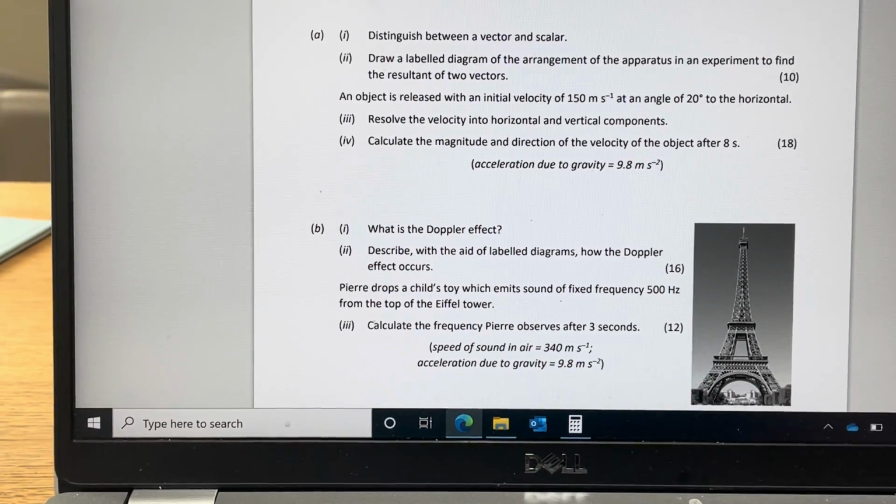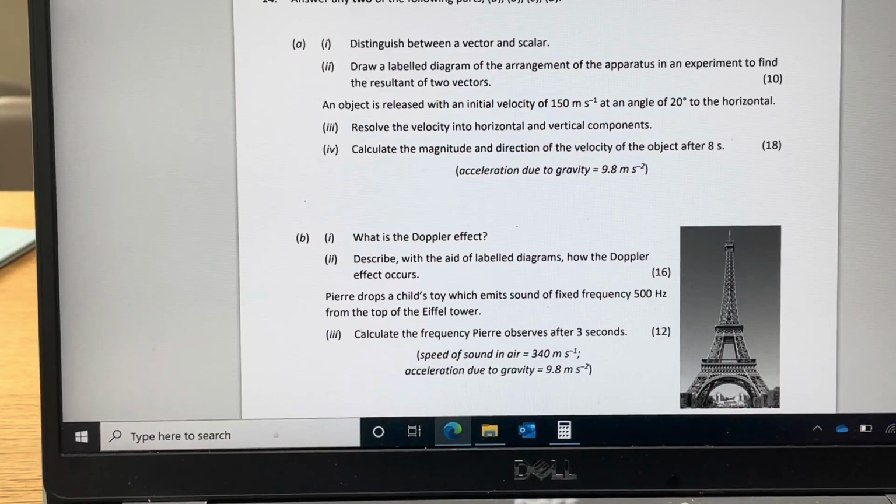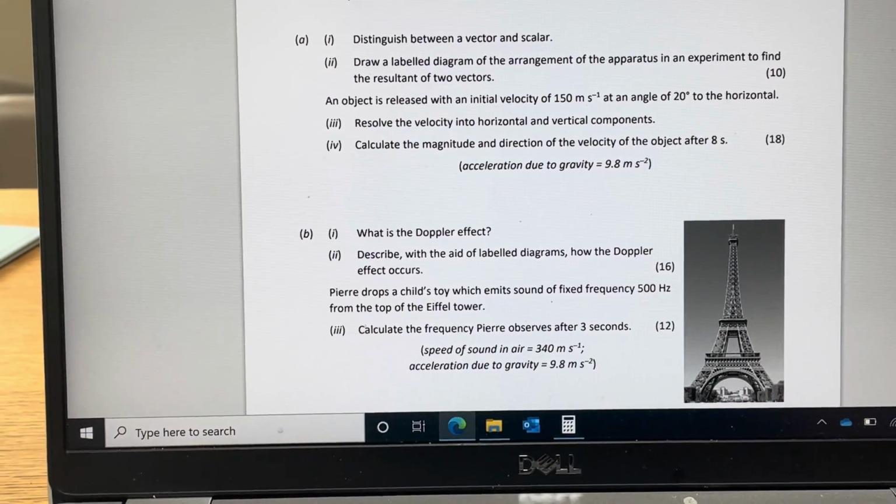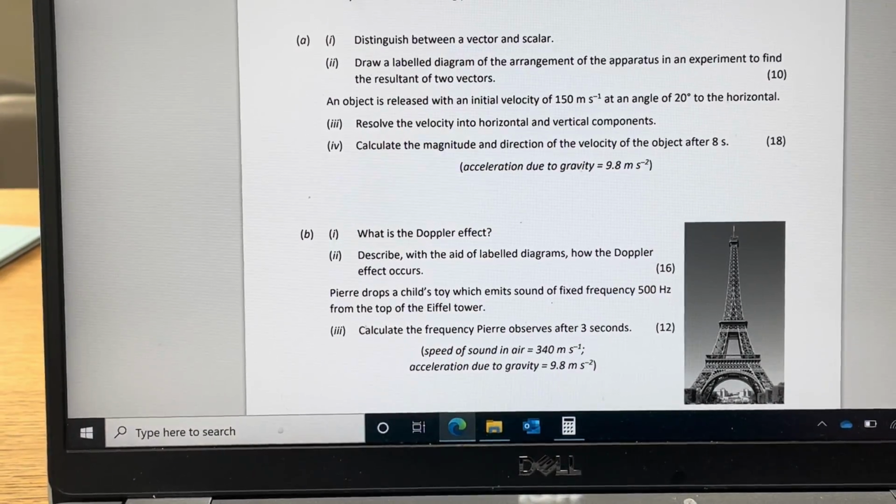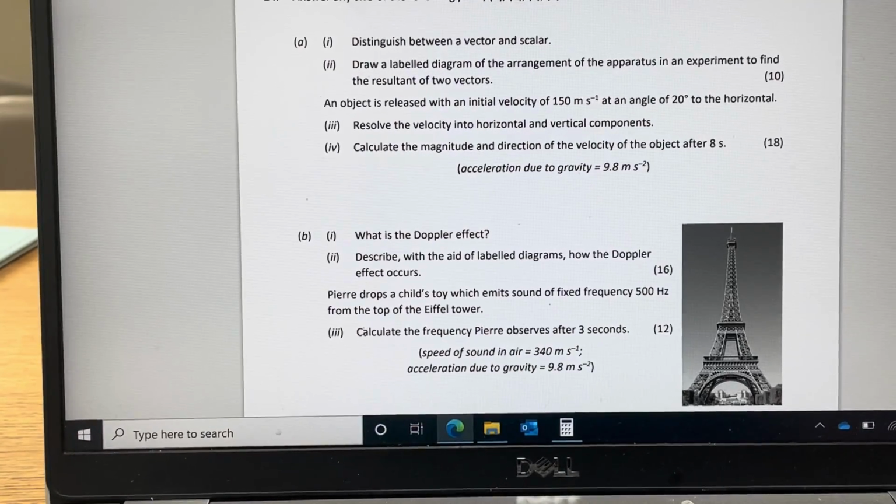Okay, so that's the Doppler effect. And yeah, we've shown the diagram there. Okay, fixed frequency.